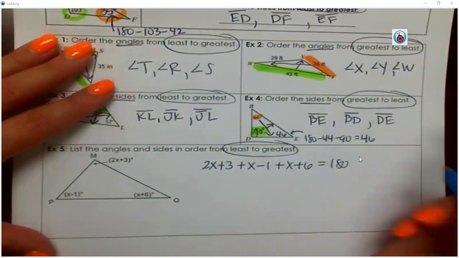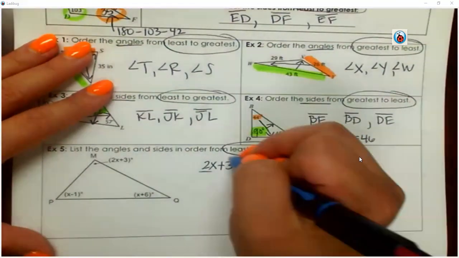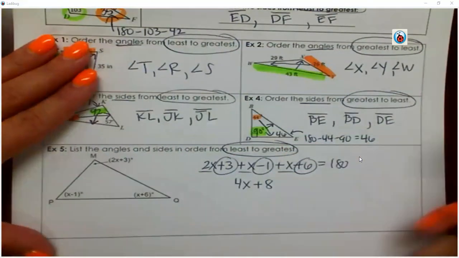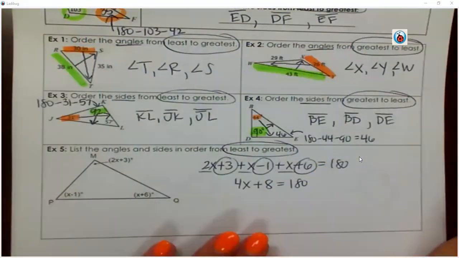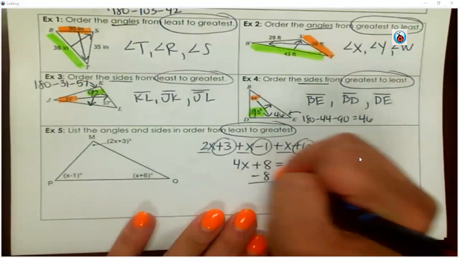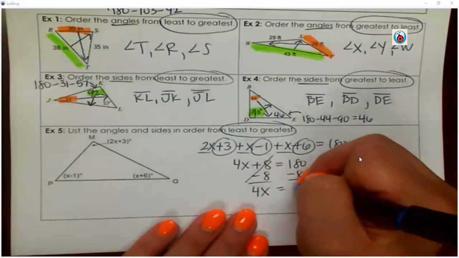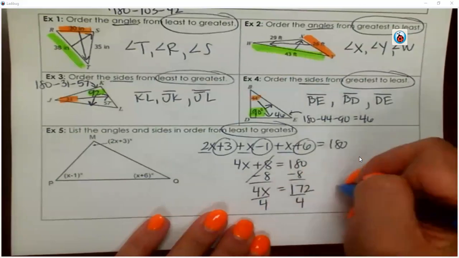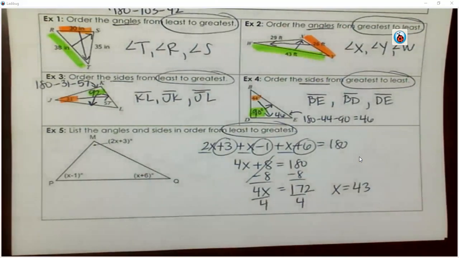So if I combine like terms, I should be able to add these to get 4x. Then I should be able to combine my constants, which should give me positive 8. So I end up with 4x plus 8 equals 180. Now I'm going to solve for x. So I'm going to subtract 8 on both sides. This is gone because it equals 0. Now I have 4x equals 172. Divide by 4, and therefore x equals 43.